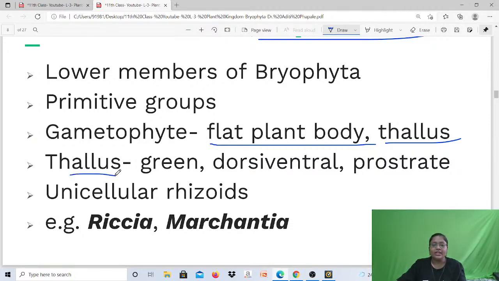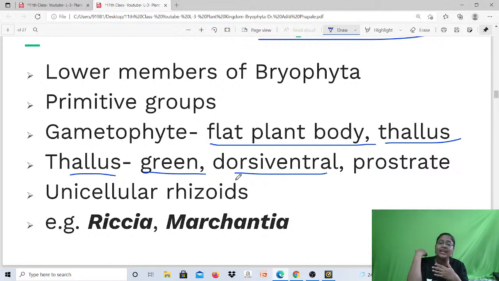Thallus is green in color. It is dorsiventral. Now, what do you mean by dorsiventral? Flat from the dorsal side as well as the ventral side. Dorsal side is the back side of any living organism, the back portion, and ventral means the front side. So their thallus is dorsiventral. Dorsiventral means flat from both the sides, flat from dorsal side as well as ventral side. And the thallus is green in color.